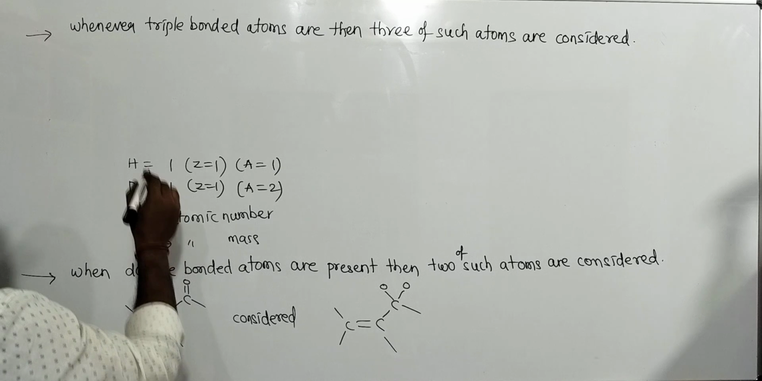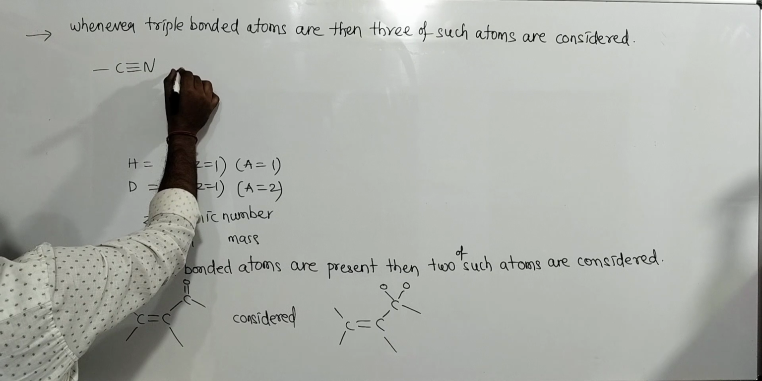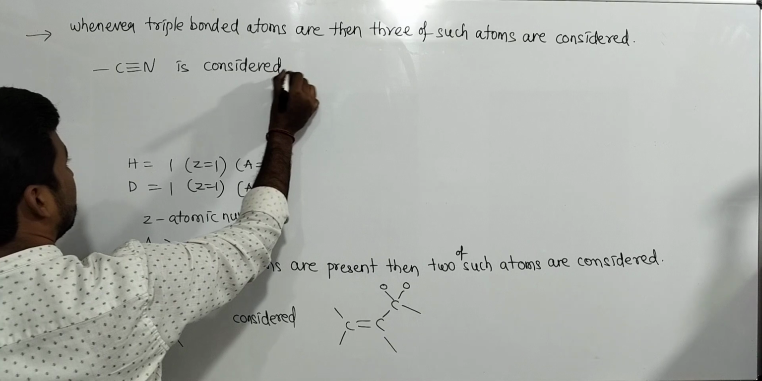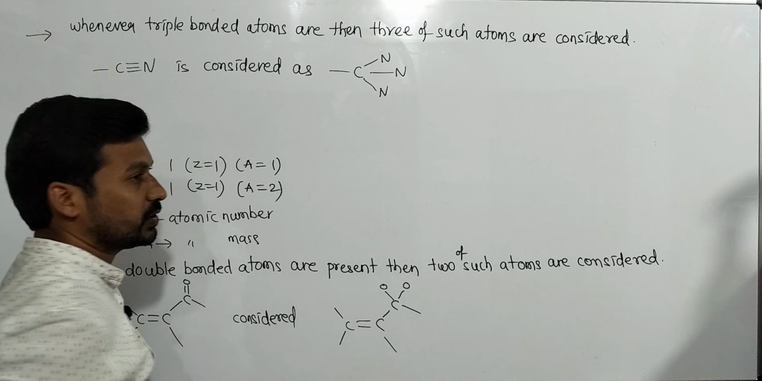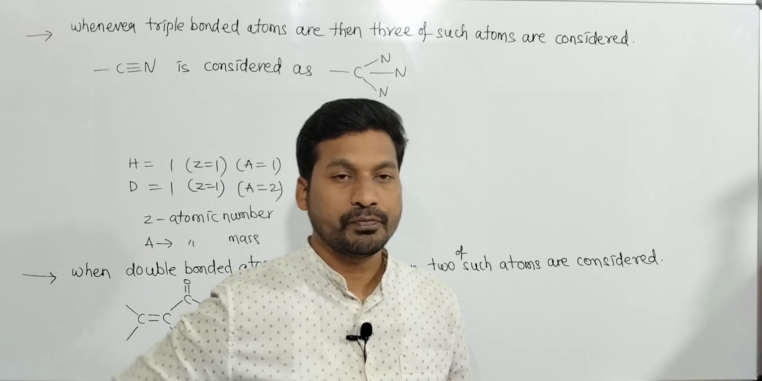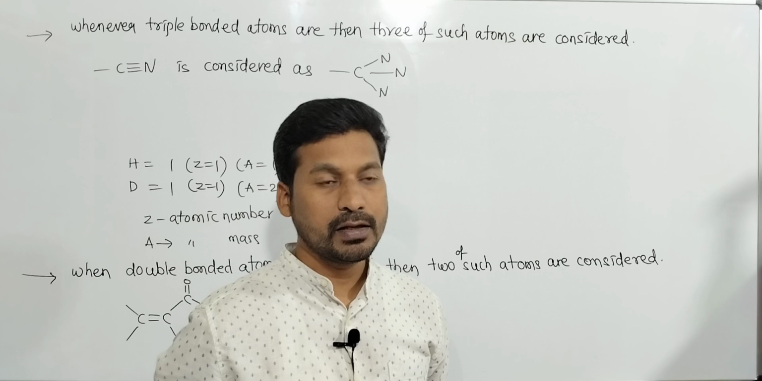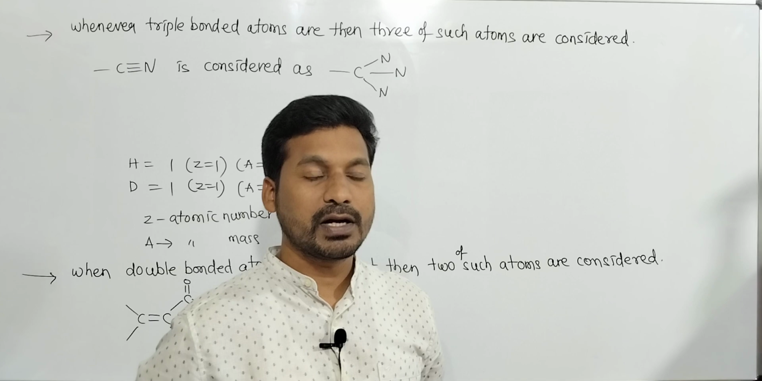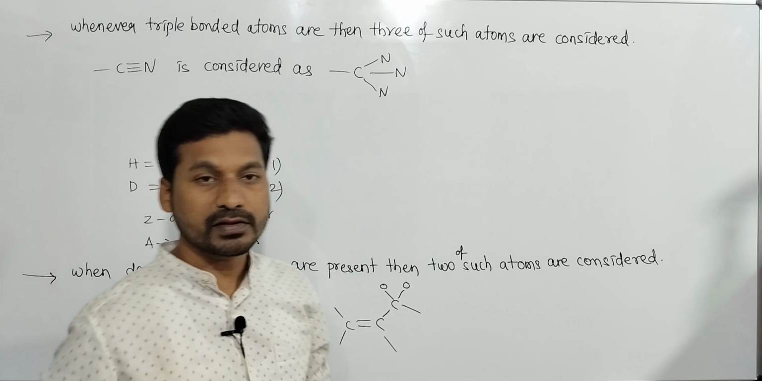For example, if a nitrile group is present, like this, it is considered as carbon with how many nitrogen? Three nitrogen. Carbon with three nitrogen, like this. So in this way we select high priority groups: priority goes to higher atomic number, next higher atomic mass, then if double bonded atoms are present, two of such atoms are considered, and if triple bonded atoms are present, three of such atoms are considered. Nitrogen is a triple bonded atom, so three of such atoms are considered.